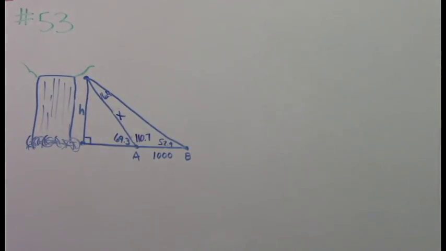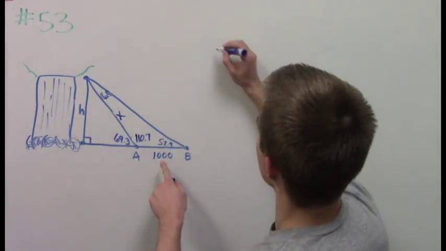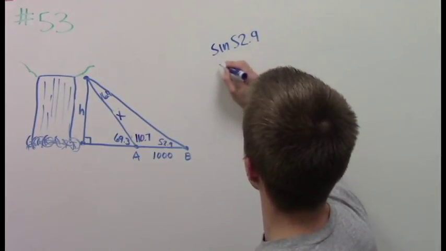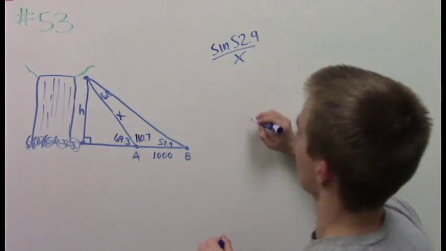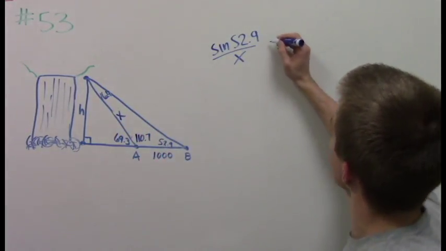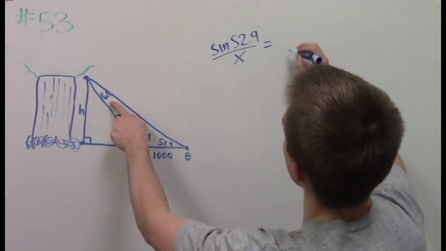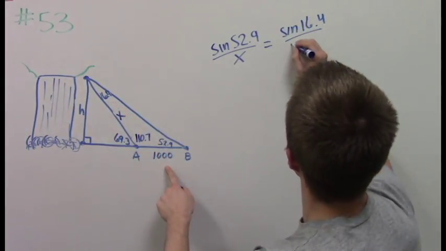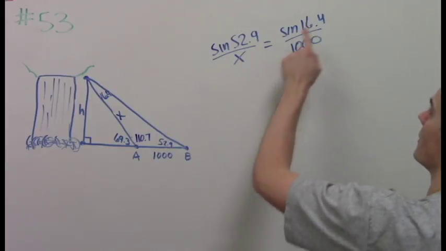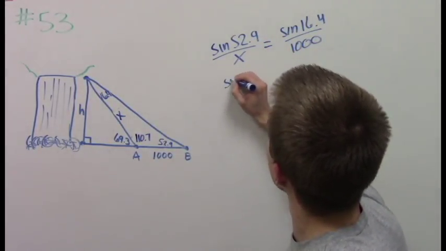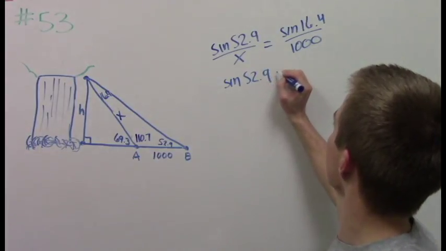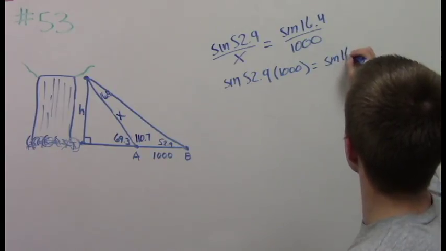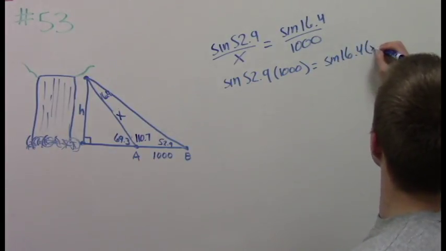We'll make it x. So what we're going to do is take the sine of 52.9, put it over x, because that's what we want to figure out, and that's its opposite length. So it is equal to the sine of 16.4 over this length, 1,000. Now we're going to multiply this side by x and that side by 1,000. So we'll get sine 52.9 times 1,000 is equal to sine of 16.4 times x.